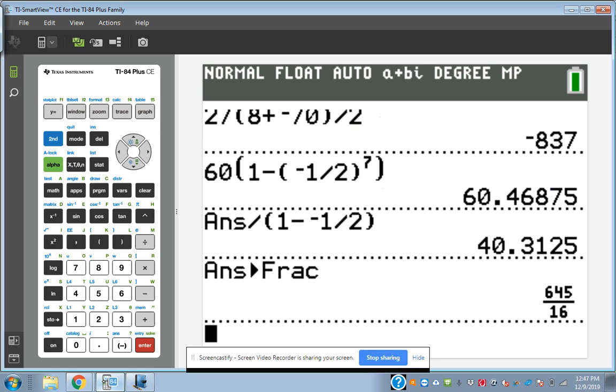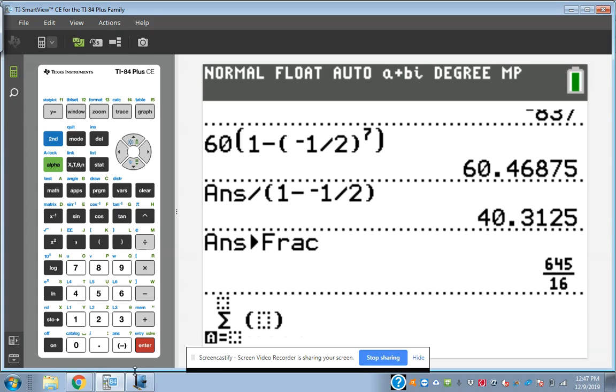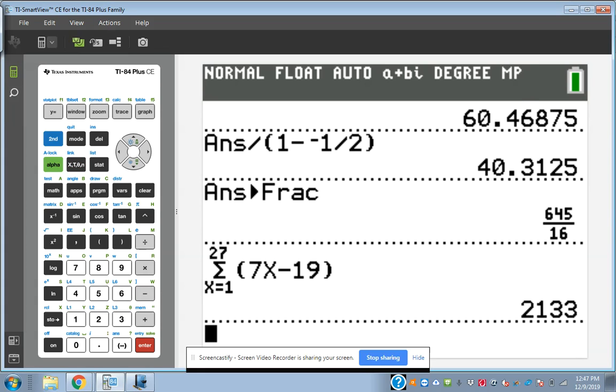So I would go to the calculator. I'd hit math. Go to summation. X from 1 to 27, and then in the parentheses it's 7x minus 19, and let it crank out the sum: 2133. And that's what I would do for 21, 22, 23, and 24.